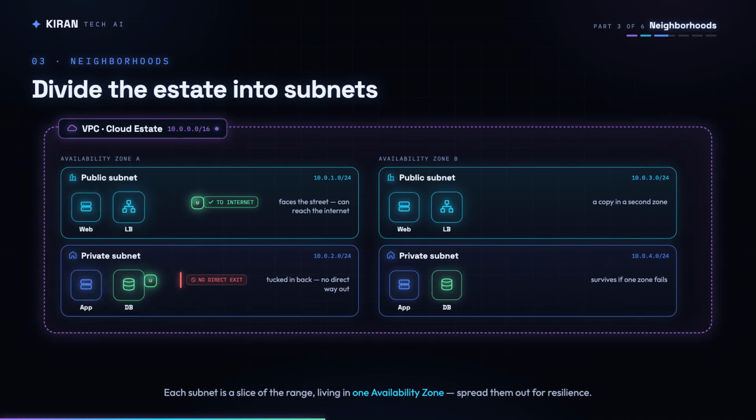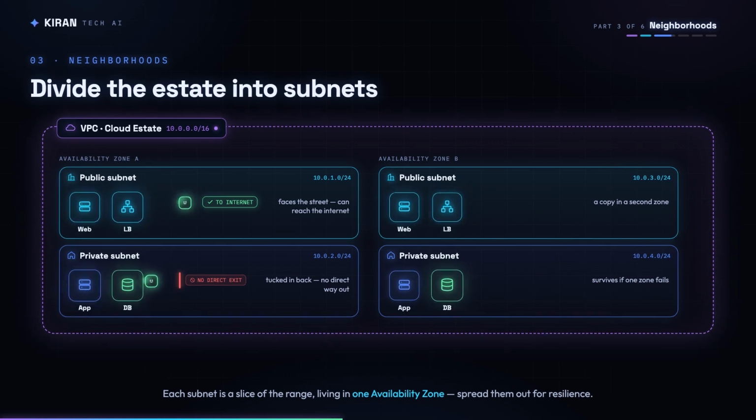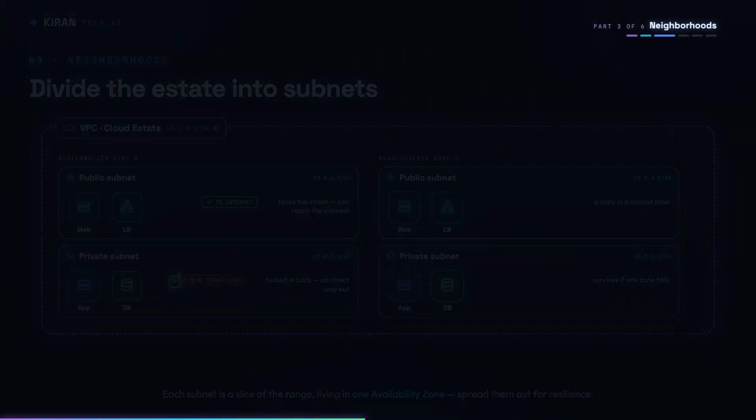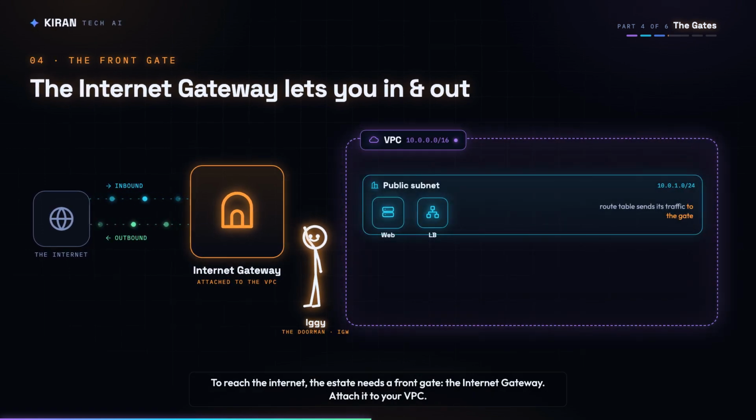Now watch this. We build the exact same pair again in a second availability zone. That's a completely separate physical building with its own power and network. If Zone A has a bad day, a power cut, anything, your app keeps running from Zone B. That's called resilience. Public in front, private in back, copied across zones. Perfect city planning.